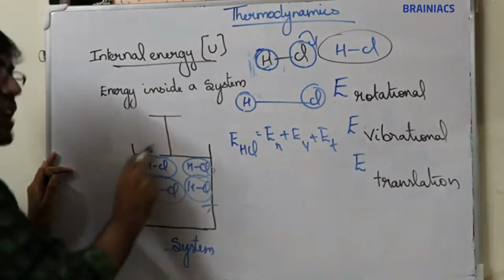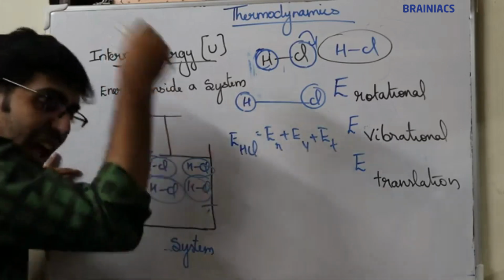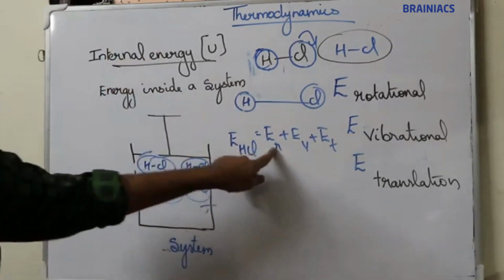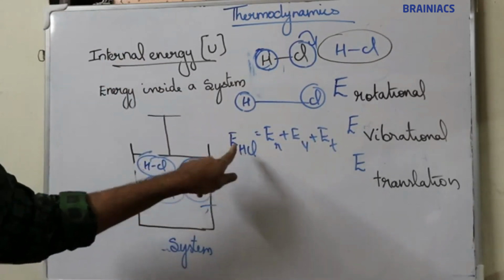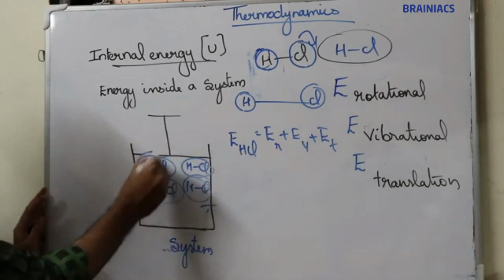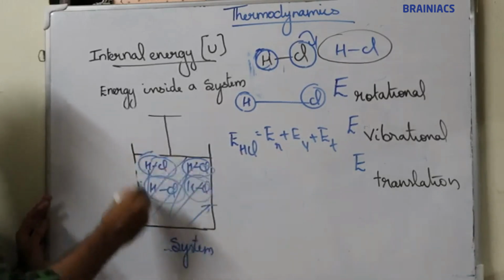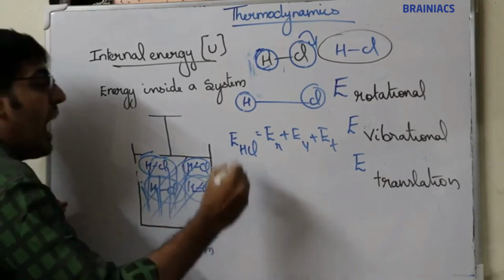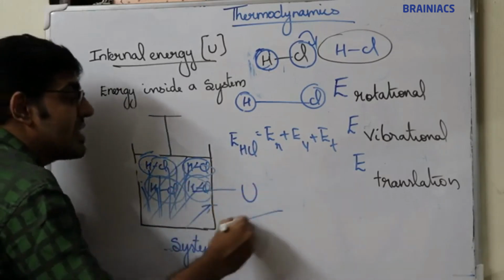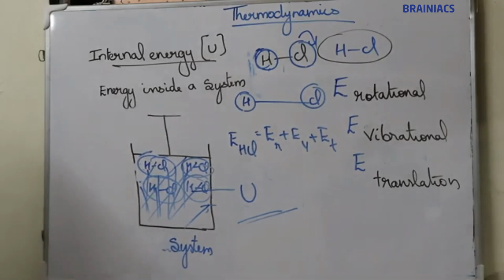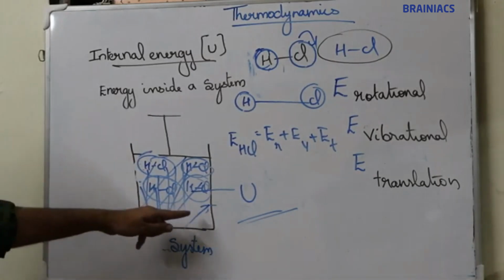If you are taking a large number of molecules, each and every one has these three forms of energy. So they possess energy. As a result, a system will have energy, and that energy is known as internal energy. Energy inside a system is known as internal energy.